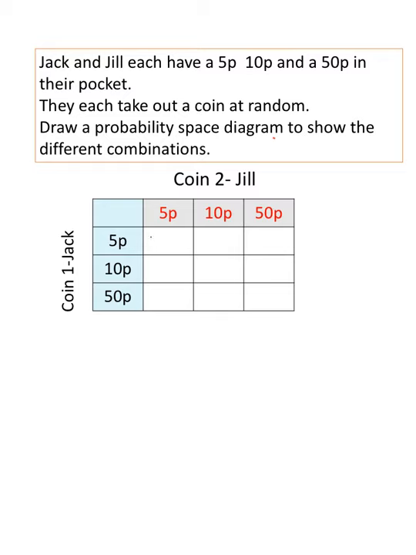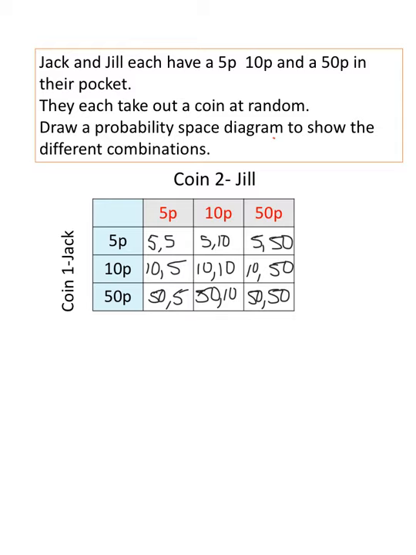Well, the first number I'm going to put is going to represent Jack's, and the second number in my pair will be Jill's. So we could have a 5 and a 5, or a 5 and a 10, or a 5 and a 50. Or Jack could get a 10, and Jill could pick a 5. Jack could get a 10, Jill could pick a 10. Jack could pick a 10, Jill 50. Or Jack could pull out a 50 and Jill a 5. Jack could pull out 50, Jill a 10, and Jack will pull out 50 and Jill will pull out 50. So there we have our probability space diagram to show the different combinations.